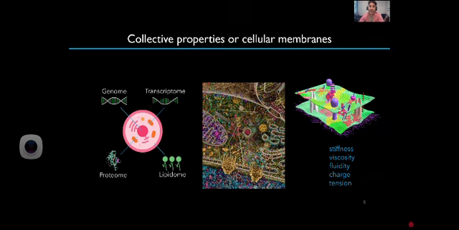If you think about a single eukaryotic cell membrane, we have many different types of lipids. A single eukaryotic cell membrane has hundreds of different types, species of lipids. And when they come together, they collectively become a structure with many emergent properties such as stiffness, viscosity, fluidity, charge, and tension. And I'm going to talk about two of these, fluidity and charge, today in the context of cellular signaling.